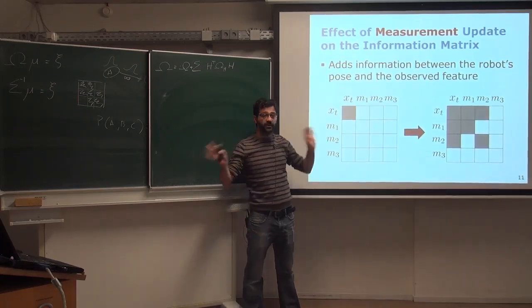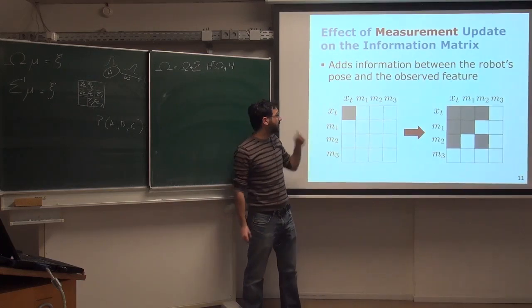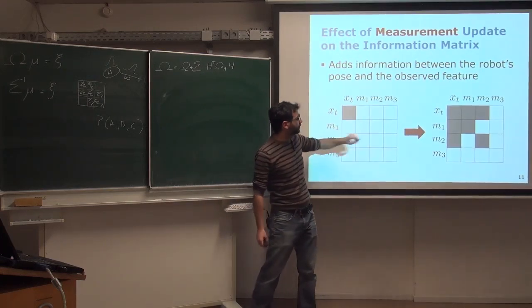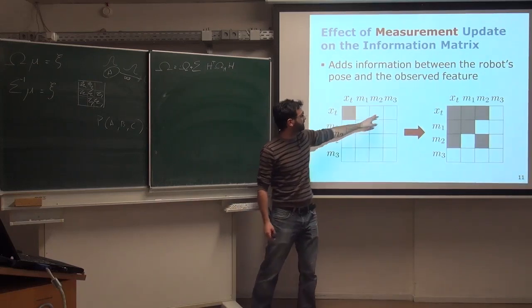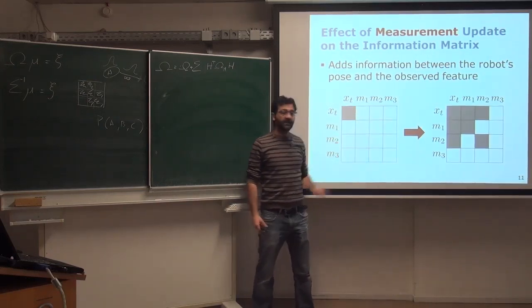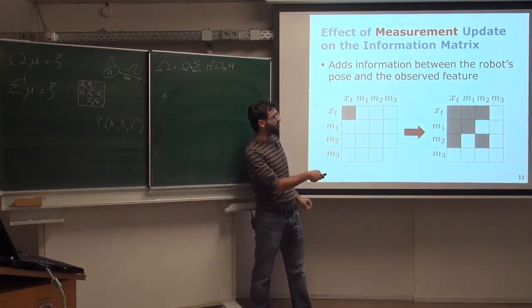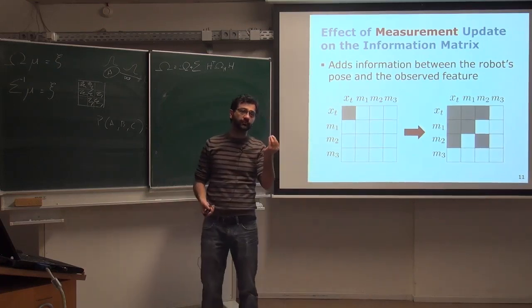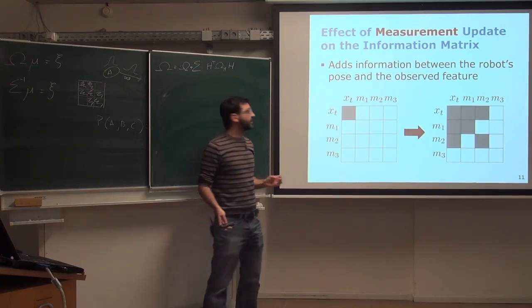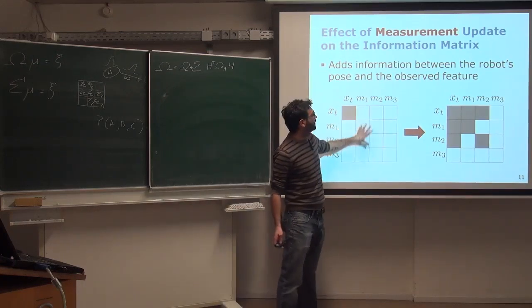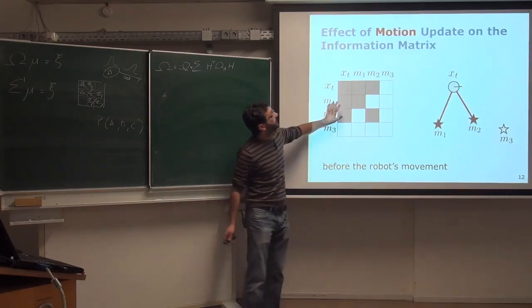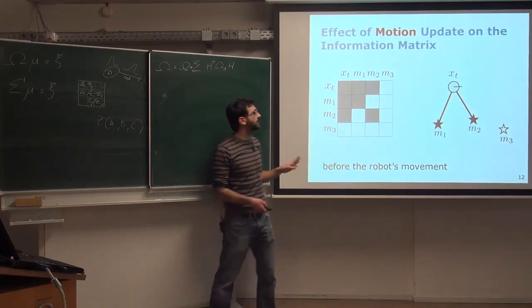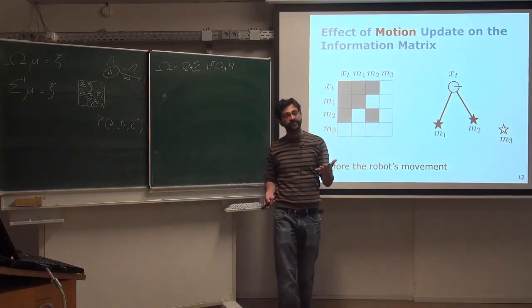When we observe something for the first time, we include only the elements in this matrix that affect our observations, and in this case they are the ones with respect to M1 and M2. And you can see here they are conditionally independent because they are independent given the robot pose. Now the problem with this approach is what happens when we do a motion update, because the motion update is actually made of two main steps.